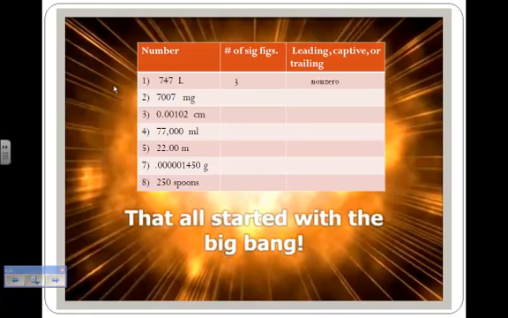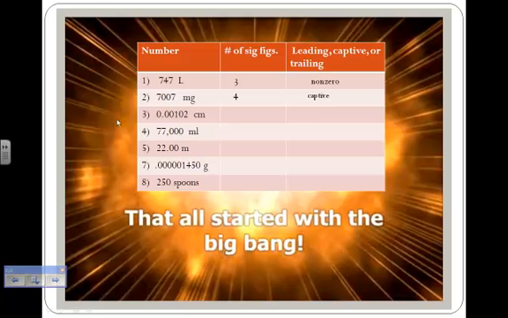Number 2, 7,007 milligrams. That has 4 significant figures. Those zeros are called captive zeros, and captive zeros are always significant. They're captive between the sevens.